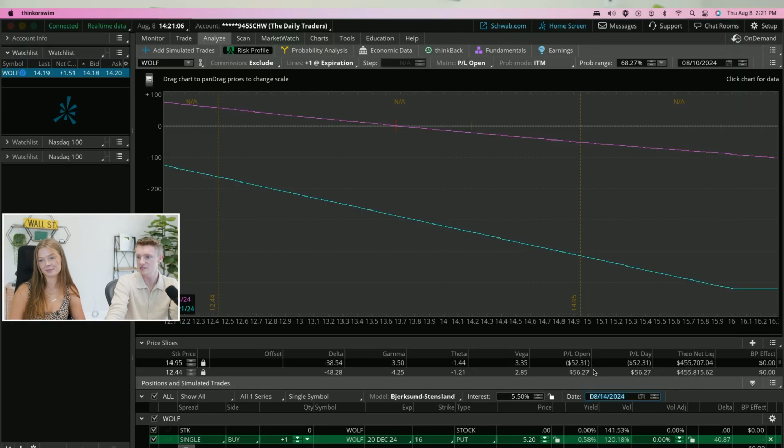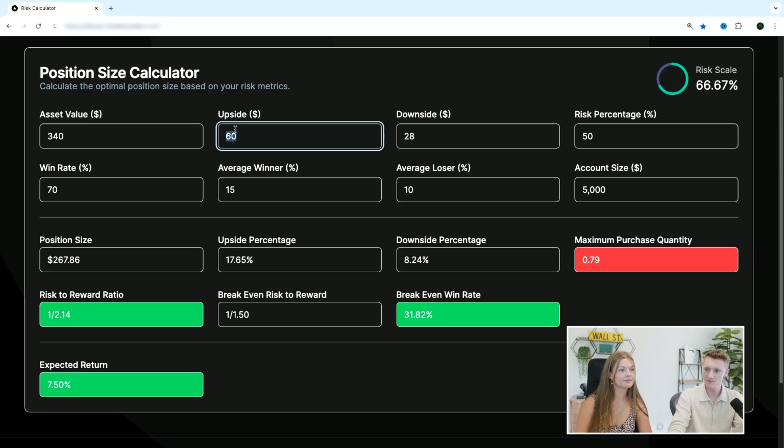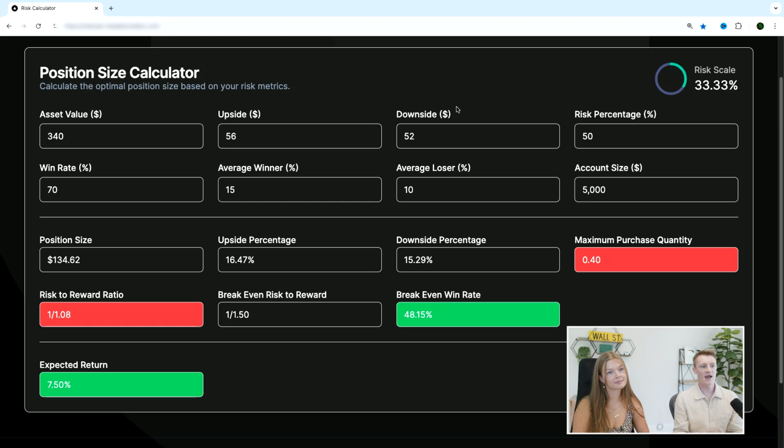And we're gonna make 56 if we're right. Back to the drawing board. Our upside is going to be 56 and our downside is gonna be 52. It is moving a bit, okay? What happened? Now we're down to 33%. Why do you think that is?